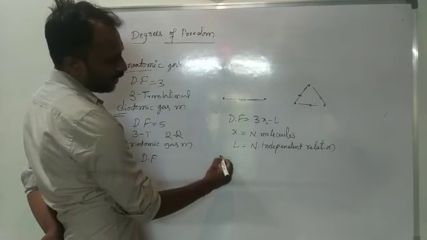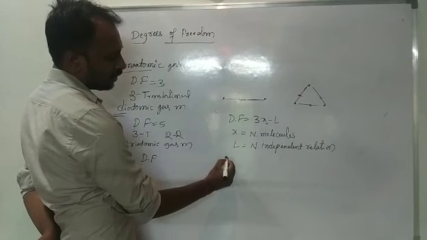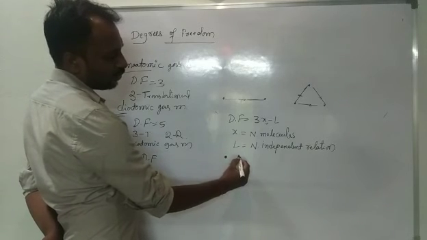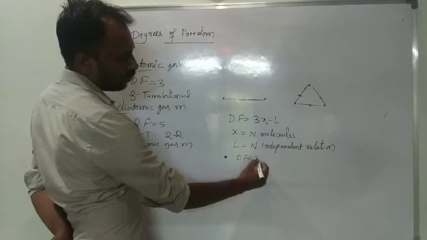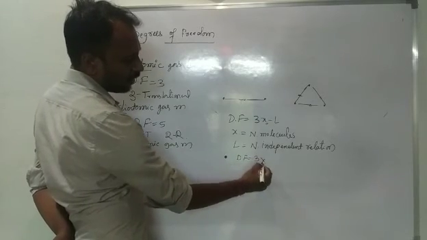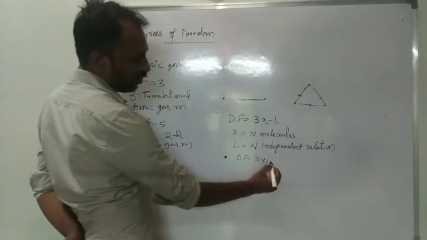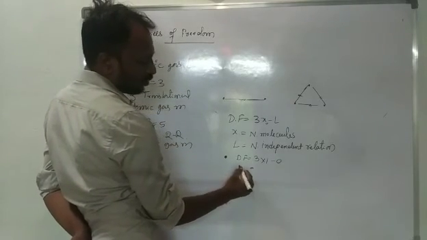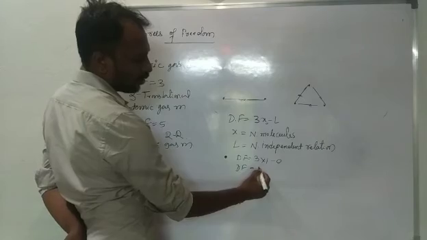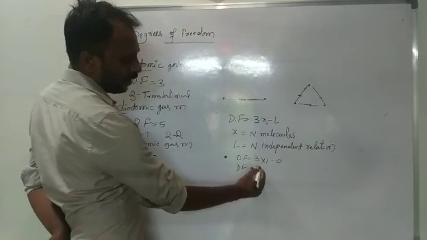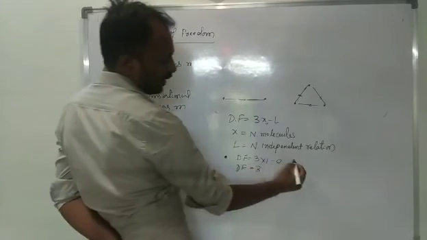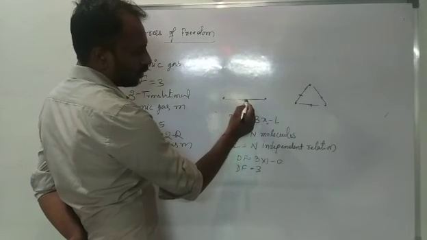For example, consider monoatomic gas molecules. Here only one molecule is there, so the number of molecules is 1, and the number of relations we consider as 0. Why? Because only a single molecule is there. So degrees of freedom is equal to 3 into 1, which is 3.